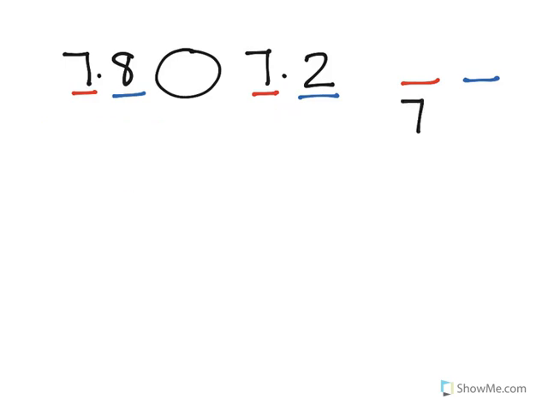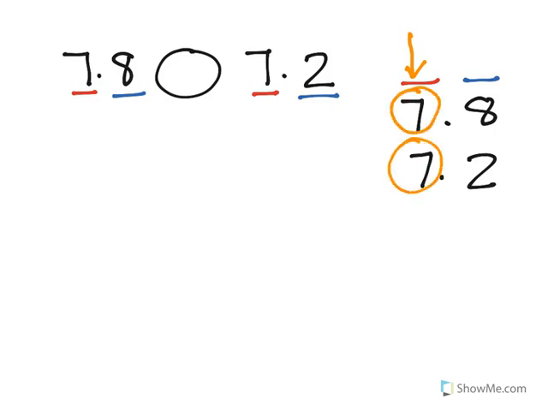So I put 7.8, 7.2. I look at the ones place first because that's the greatest place value. And I have 7 and 7. And guess what? They are equal to each other. So I move next door to the tenths place. And I look, 8 and 2. Which one's bigger? You're right, 8's the bigger number. So 7.8 would be greater than 7.2.